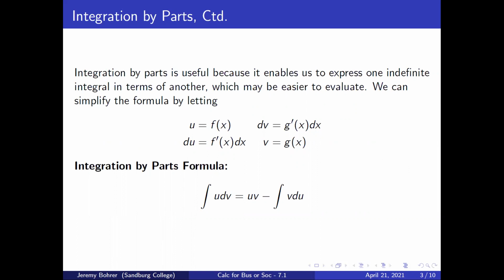be easier to evaluate. We can simplify the formula by letting u equals f of x, dv equals g prime of x dx, du equals f prime of x dx, and v equals g of x. The integration by parts formula is the integral of u dv equals uv minus the integral of v du.